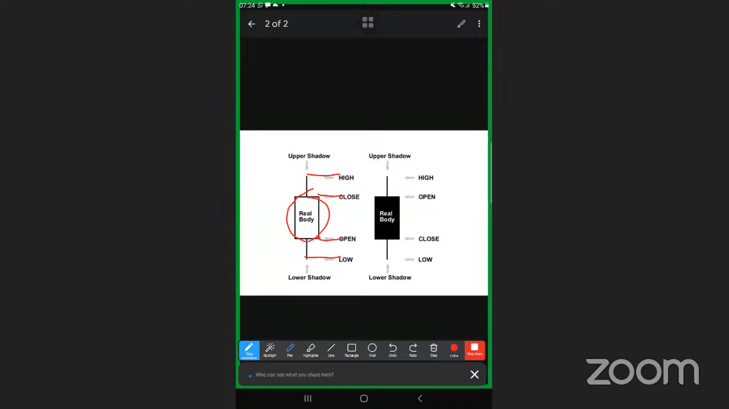But in other cases, you are going to find a shadow. When it is on top, it is called an upper shadow. When it is down here, it is called a lower shadow. I'm going to go deep into these shadows, but for now, the thing that I want you to grasp is what the parts of a candlestick are.